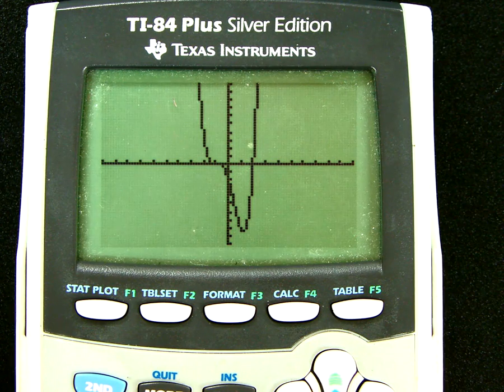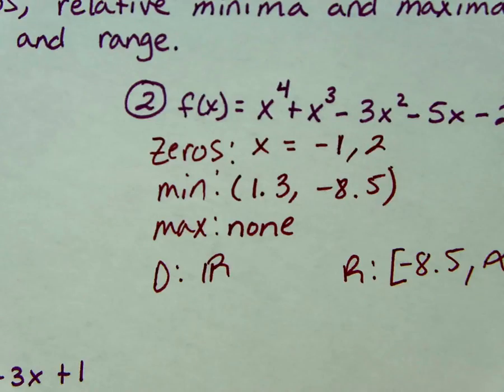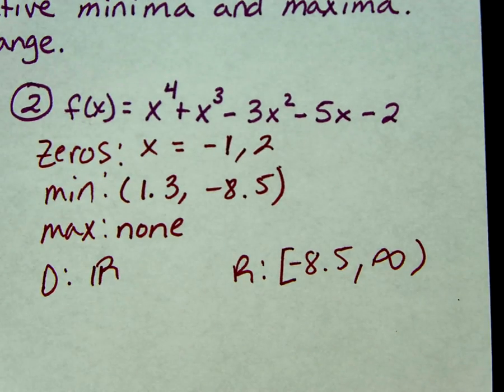So we're going to have a bracket, -8.5. And again, this is an approximation. It's not an exact number. So just keep that in mind. And then comma all the way up to positive infinity with a parenthesis. So that is what our answer should look like for problem 2.